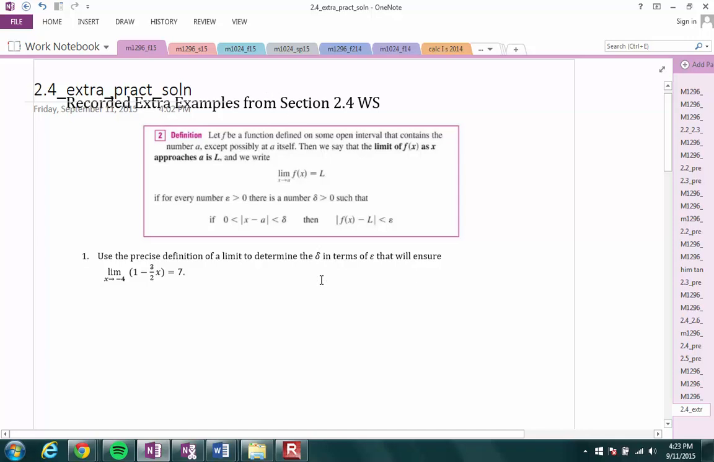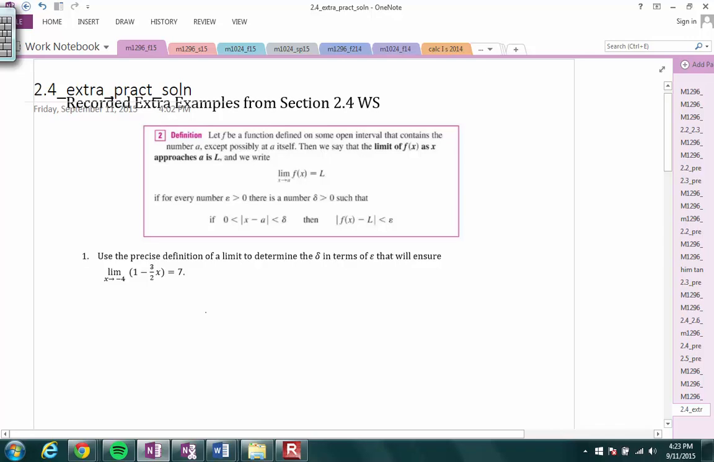Going to do some extra examples from section 2.4. So we have the definition here, the precise definition of a limit, and this is provided for you. Number 1 says, use a precise definition of a limit to determine the delta in terms of epsilon that will ensure that the limit as x goes to -4 of 1 minus 3/2 x is 7.